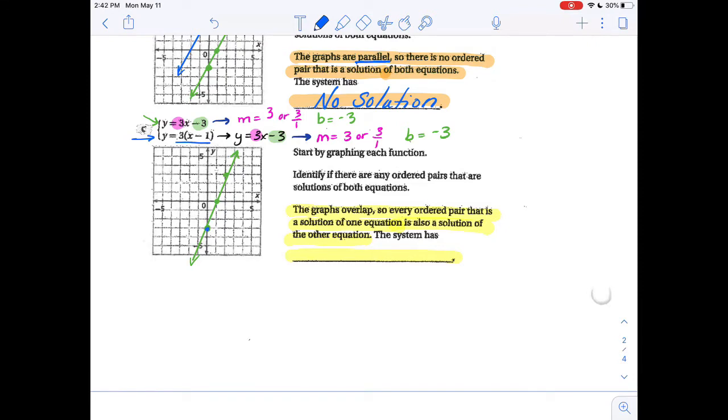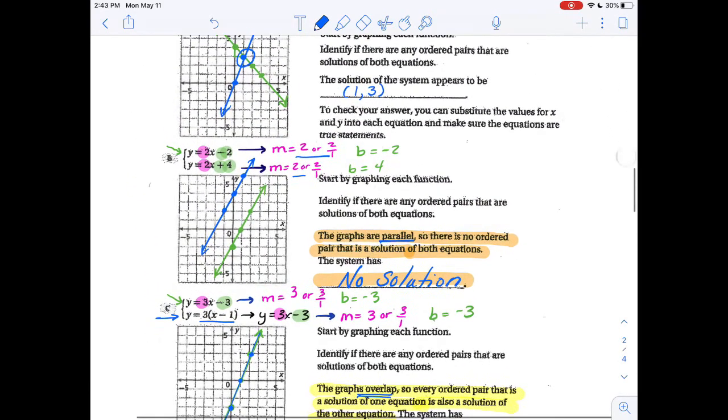Again, -3, and slope is 3. Up 3 over 1. Oh, wait a minute. That is the exact same line. They actually overlap. They have the same slope with the same y-intercept, which means there is infinitely many solutions. Infinitely many. So again, if they overlap with the same slope, same y-intercept, many solutions.